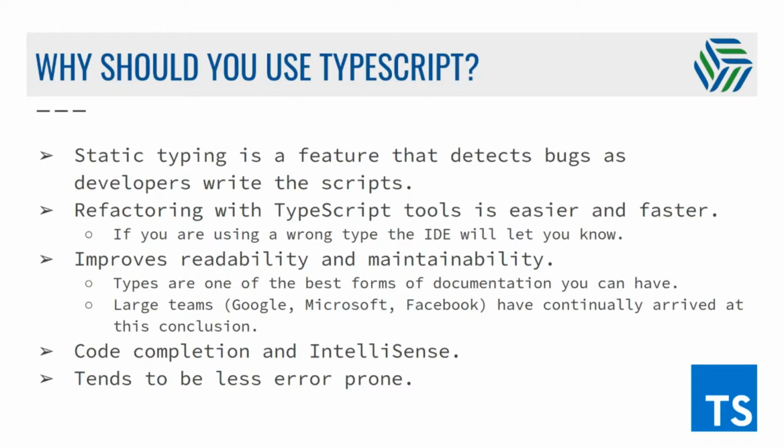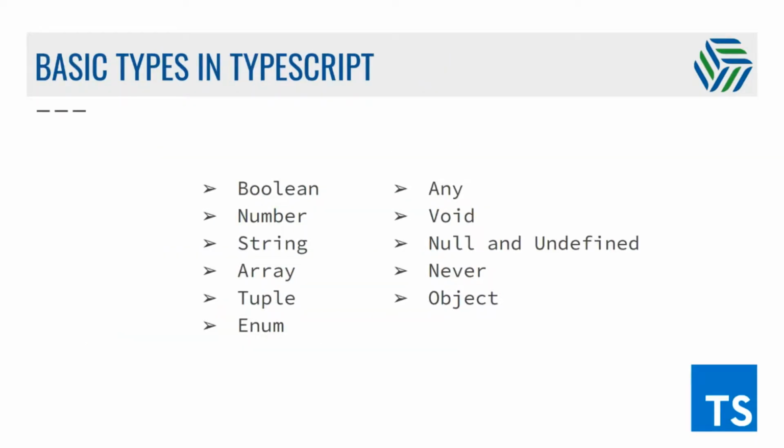There are some other benefits, such as refactoring with TypeScript tools. This is easier and faster. And if you're using a wrong type, the IDE will let you know. TypeScript improves readability and maintainability. Types are one of the best forms of documentation that you can have. TypeScript enables code completion and IntelliSense, and applications written using TypeScript tend to be less error-prone.